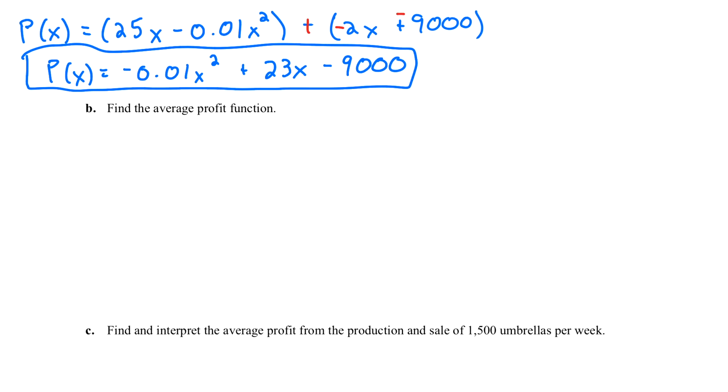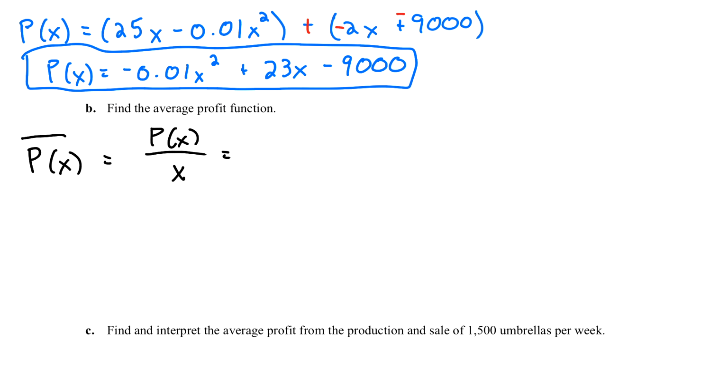Now, in part B, I want to find the average profit function. The way we write the average profit function, we write P of X, but then we'll put a little line over it, and that says P bar of X. And the way we find an average, if you were just to find the average of a set of numbers, you would add them all up. In other words, you would total them all up. So I want to take the total profit, which is P of X, and then you divide that by how many things you added up. So I'm going to divide that by the number of units that I manufactured, X.